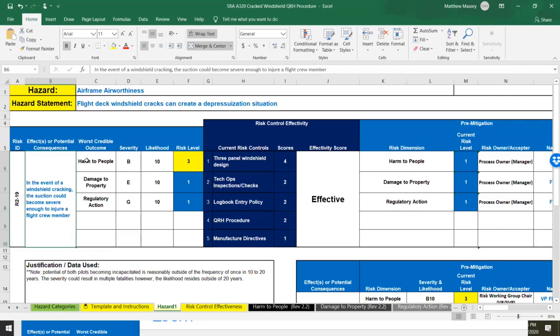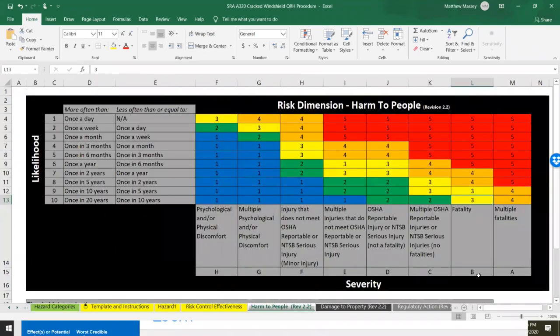So let's take a look at how they did this. And again, they're looking at the likelihood and the severity that someone has suction enough from that windshield to injure a flight crew member. So look at harm to people first, and they said, okay, it's a B10. All right, so what did they say? At a B10, they said actually that situation could create a fatality, but it's highly unlikely. And because of that, they've said it could maybe happen once in 10 to once in 20 years, if it happens at all. So they've given it a level 3. Right?